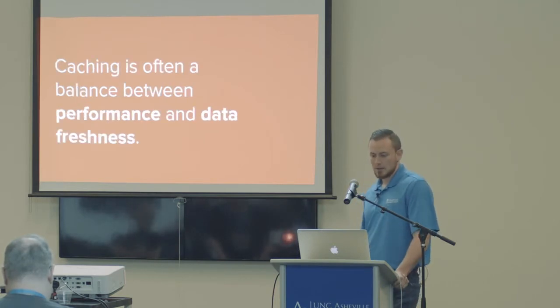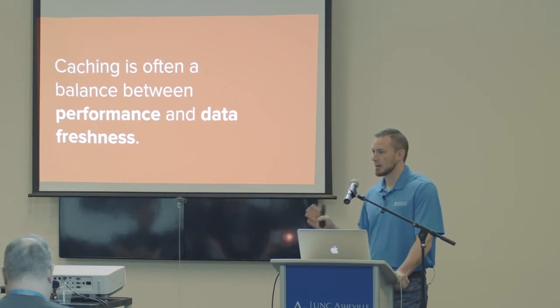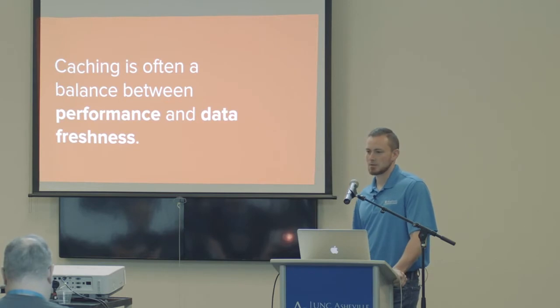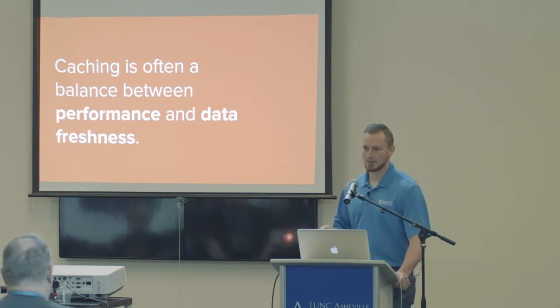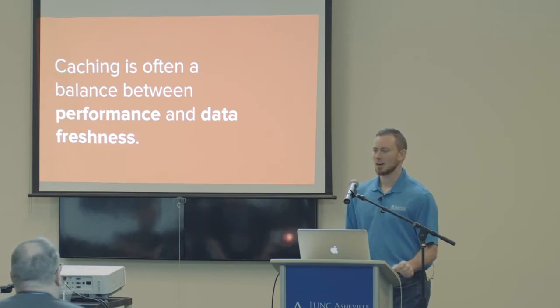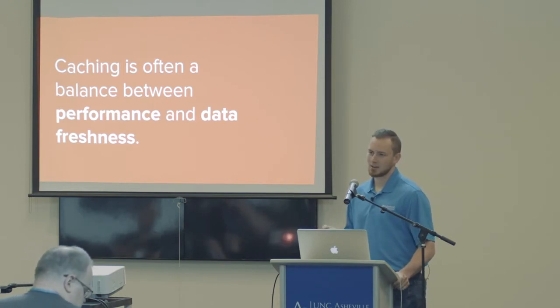So, yeah, and then caching is one of those things where it's kind of a balancing act, trying to find that fine line between performance and actually having fresh data. Things like, let's say, Twitter count is an easy use case, right? You want to make sure that the number of times somebody shared this particular post on Twitter is accurate. But at the same time, you don't want to hit the Twitter API all the time to try to figure that out.